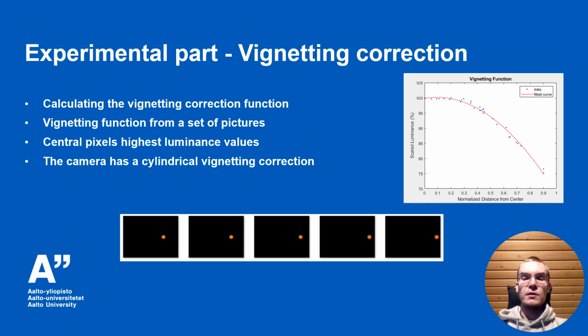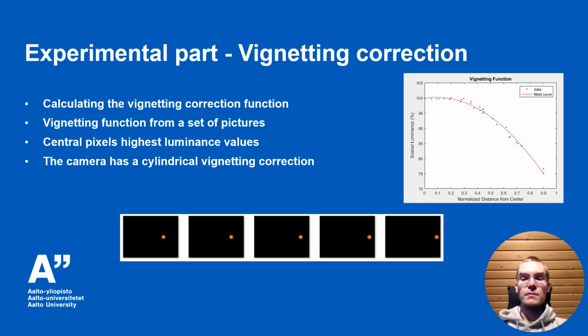Then I calculated the vignetting correction function. This was done by taking many pictures in laboratory conditions, where I moved the light source within the field of view of the camera in between pictures. Here on the bottom are a few examples of the pictures. There were a total of about 30 pictures with the light source in different places.